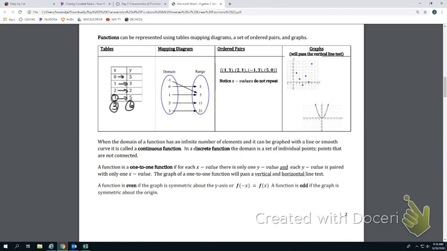The ordered pairs is probably, in my mind, the easiest to identify whether or not it's a function. And that's all you got to look for. This is a function because no x values repeat. If you have a repeating x value, then it's not a function. Does anybody remember, looking at a graph, what you do to tell whether or not it's a function?